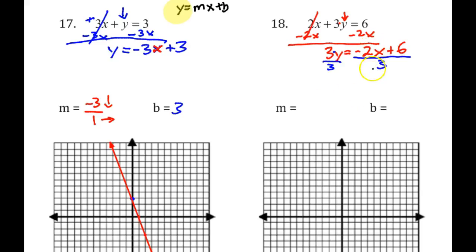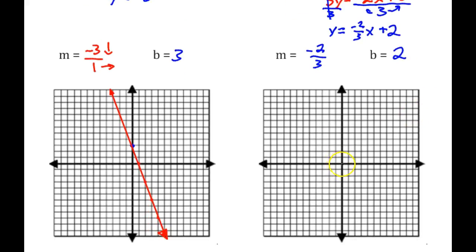Now make sure you distribute this 3 to both. So it's going to be negative 2 divided by 3. So we got negative 2/3 x. But we also have 6 divided by 3, which is positive 2. So you have to divide both of these by whatever's on the bottom. That's the distributive property for division. And of course here we just have y equals. So we have a slope of negative 2/3 and a y-intercept of 2.